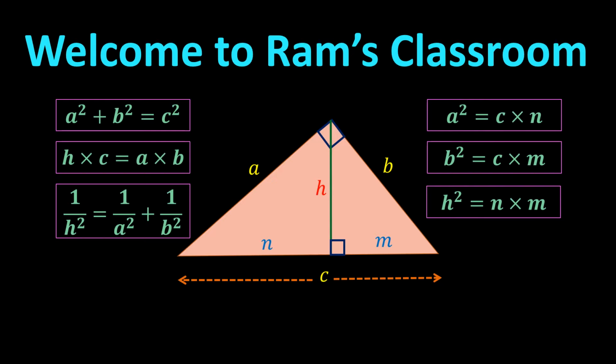So here I have a right angle triangle whose sides are A, B and C, in which C is the length of hypotenuse of the right angle triangle and H is the length of altitude from the vertex having right angle to the hypotenuse, and this altitude divides the hypotenuse into two parts of the lengths m and n respectively. And now I am going to prove all the equalities given on the screen. So let's go for the first one.